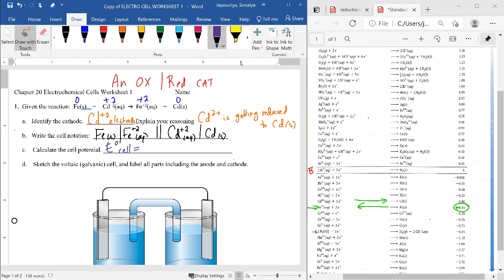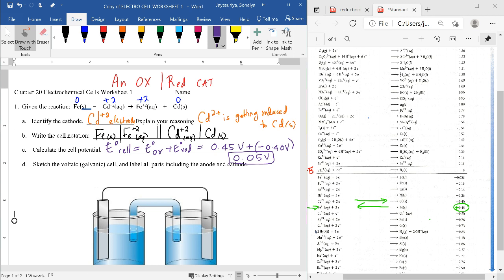So you can calculate your cell potential. Standard cell potential is equal to E oxidation plus E reduction. And that is going to be equal to 0.45 volts plus negative 0.4 volts. And that is going to give you a total cell potential of 0.05 volts. That's your cell potential, okay? It's thermodynamically favorable. It's positive, so that's fine.